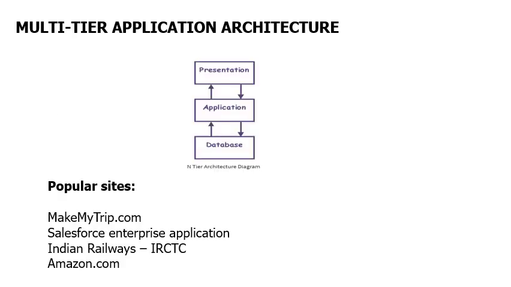The pictorial representation of the multi-tier application architecture looks like this. That is the presentation layer, application, and the database. Here the presentation will give the data to the application, and the application in turn will give the data to the database layer, and this will form a cycle. In this way the multi-tier application architecture works. Examples are makemytrip.com, Indian Railways, and Amazon.com, where the multi-tier application architecture works.